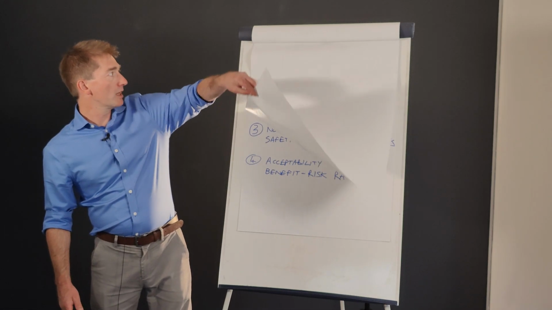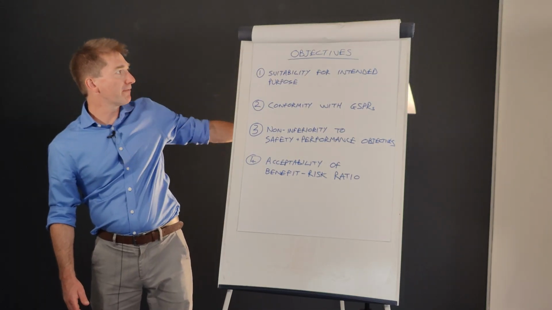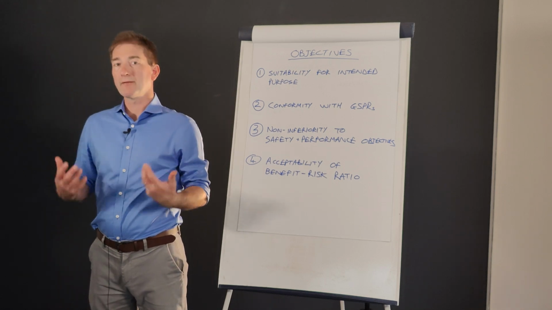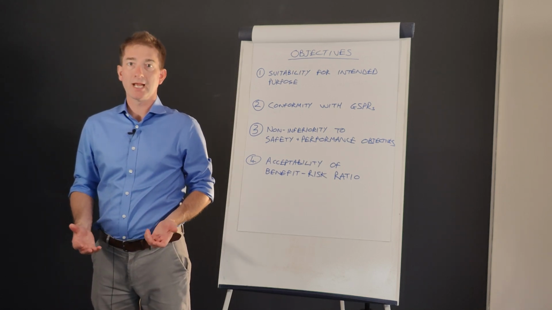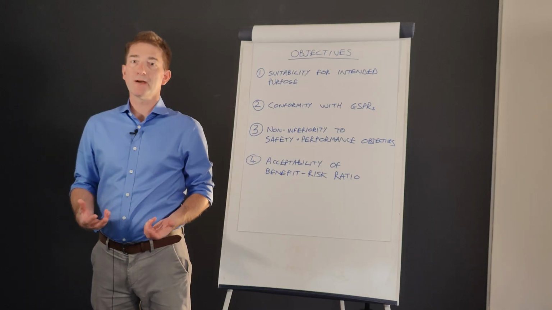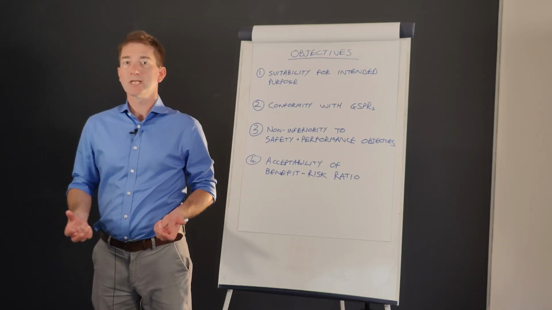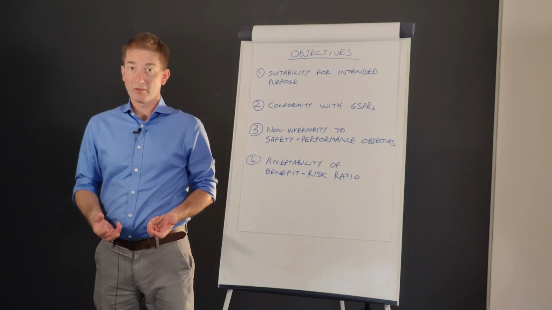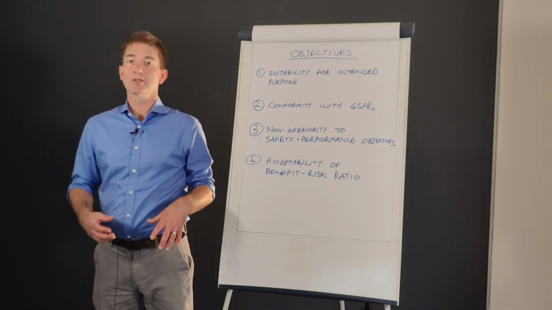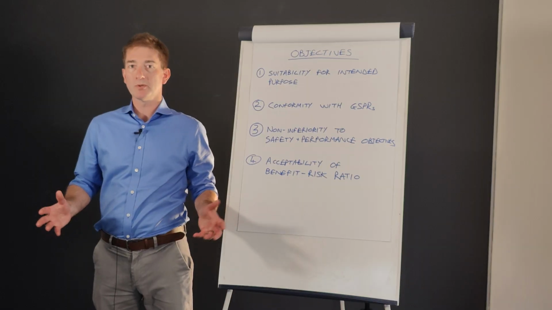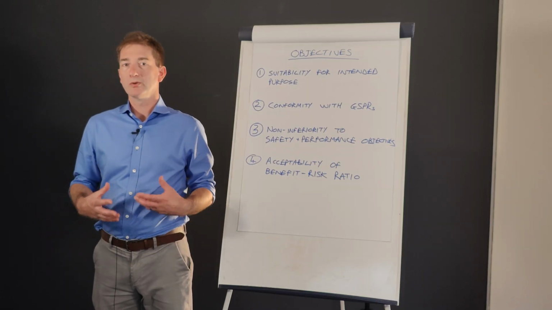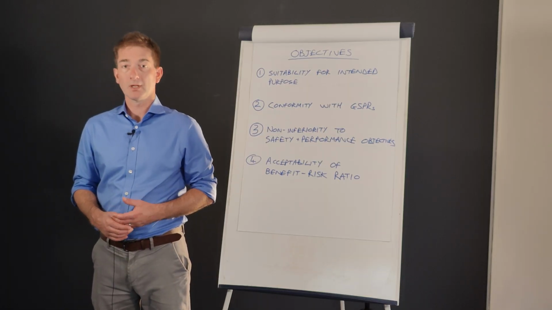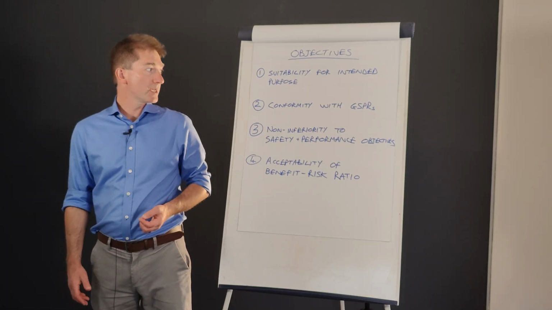So when it comes to the objectives, these help frame what you're going to do. So objective number 1 is you have to demonstrate suitability for intended purpose. And of course, as a manufacturer, you decide what your intended purpose is. And when we talk about pitfalls, this is one of the big ones that it's easy to fall into, because if you draft your intended purpose to be too broad, you're setting yourself a trap when it comes to demonstrating suitability. So objective number 1, suitability for intended purpose.